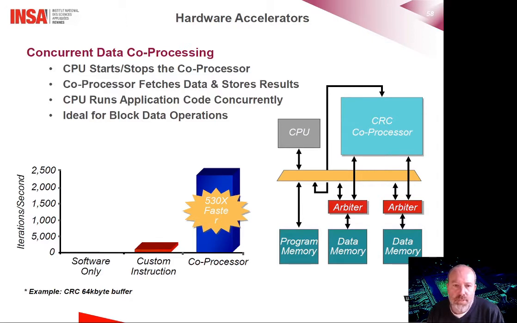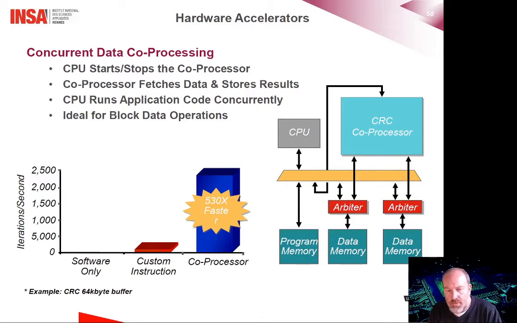The best way to improve a processor's performance is to use hardware accelerators. An accelerator can be seen as a coprocessor that helps the CPU in its task to perform some specific computation. Here's an example with a CRC module that is going to help the processor in performing some basic tasks on data. In this case, the CPU is going to start and stop the coprocessor here. The coprocessor will fetch data and store the results somewhere in memory. This is very efficient because the CPU can run application code concurrently, meaning that it can do something else while the coprocessor is working at the same time.